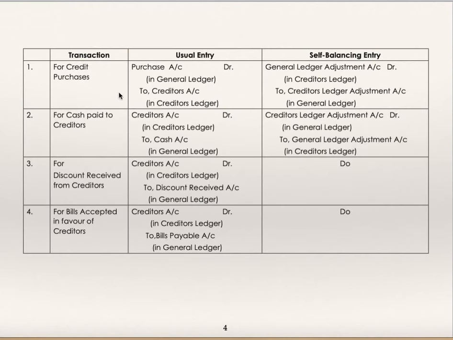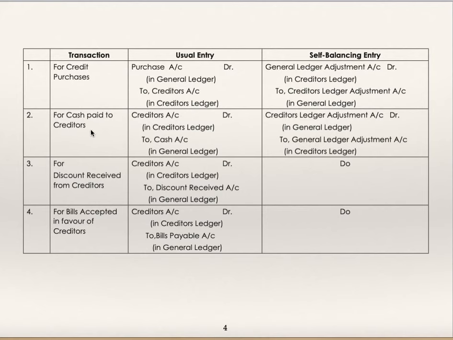Now we'll see the journal entries. For credit purchases, normal entry is purchases account debit to creditors and self-balancing entry would be general ledger adjustment account to creditors ledger adjustment account. In normal entry, you are crediting creditors. So in self-balancing entry, you would be crediting creditors ledger adjustment account and of course the debit will be to general ledger adjustment account. For self-balancing entries, there are only two accounts: general ledger adjustment account and creditors ledger adjustment account.